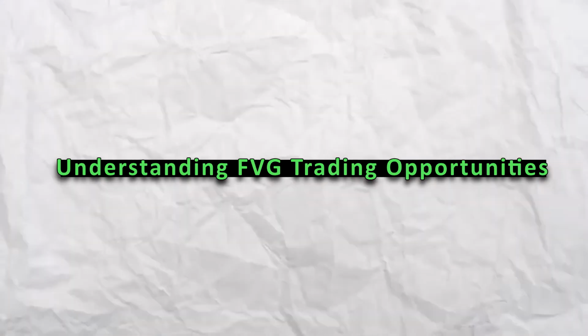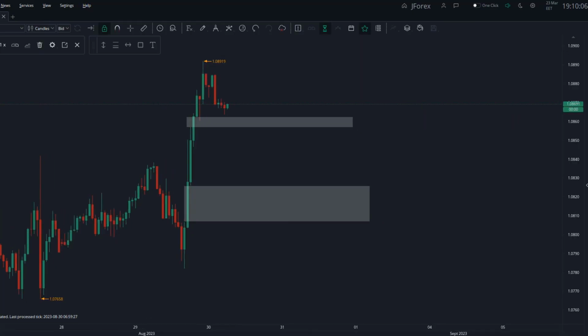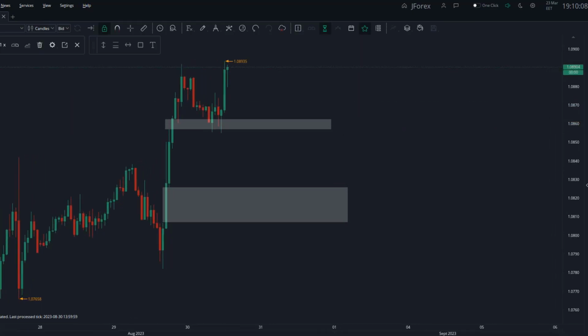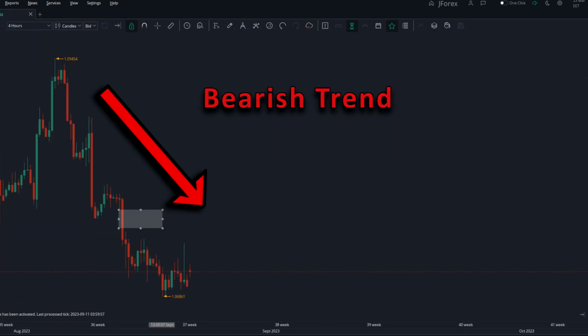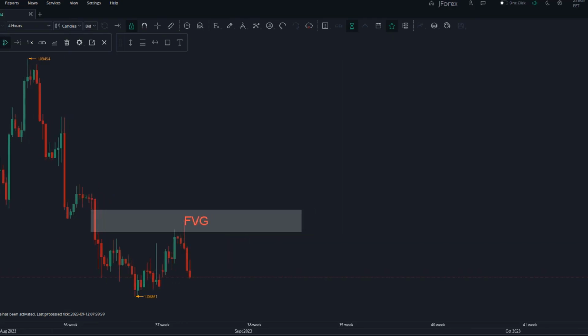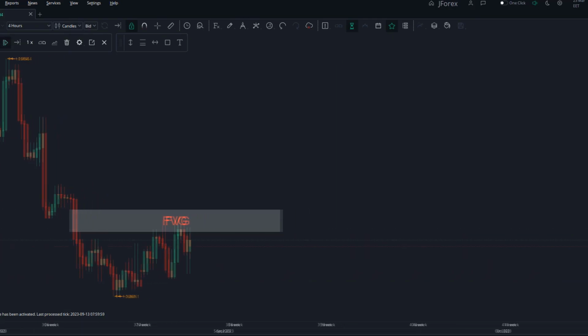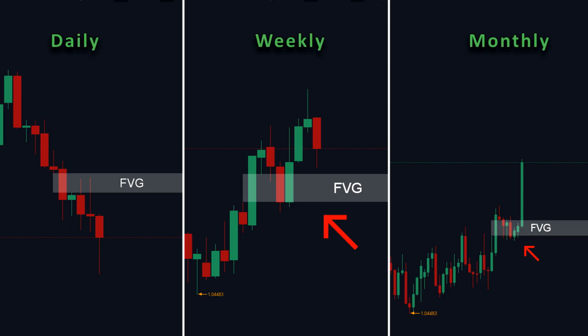Understanding fair value gap. When price creates a fair value gap, it often needs to revisit these areas to patch them over, potentially offering a trading opportunity. In a strong downtrend, a sharp price move to the downside leaves behind an FVG. As price pulls back to this area, it frequently rejects the FVG and continues its downward momentum. This concept applies across all time frames. Whether you're analyzing the daily, weekly, or even lower time frames, you'll notice how price frequently forms and revisits FVG areas.